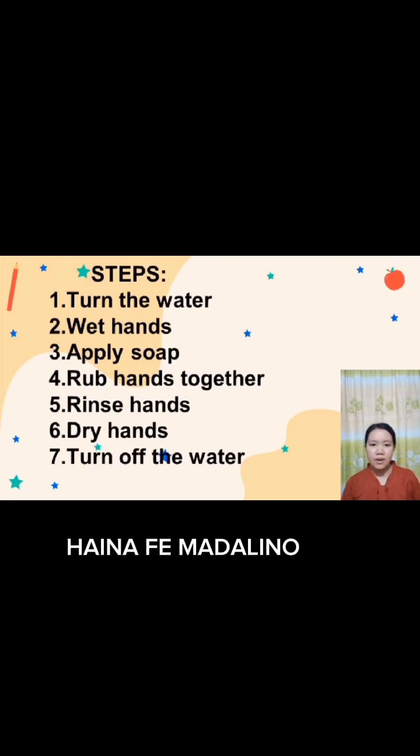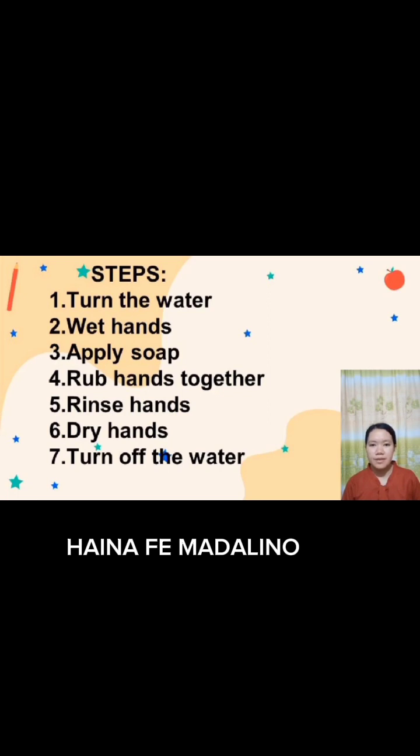Place hands under running water. The third step is apply soap. Take a suitable amount of soap and lather in hands. The fourth step is rub hands together. Rub hands palm to palm. Rub the back of each hand. Interlace fingers and rub. Rub the back of fingers against the opposite palm. And then rub the thumb of each hand. And rub the fingertips of each hand against the opposite palm.